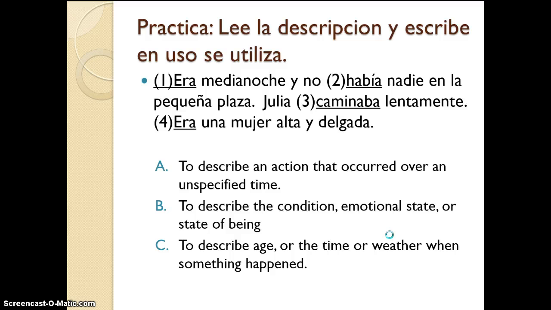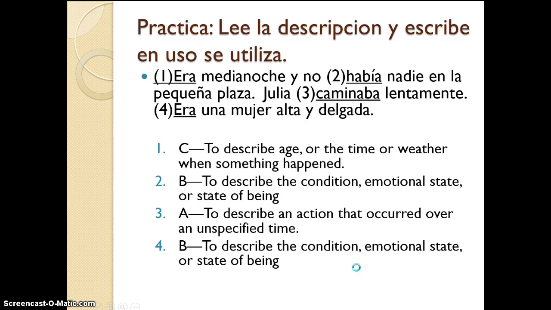Okay, go ahead and pause the video here, and I want you to read these two or three sentences and try to guess which use is going on here. So there's 4 questions and only 3 uses. So you're going to use one of the uses twice. Okay, I'm going to pause it here. The next slide will be the answers. Okay. Era medianoche y no había nadie en la pequeña plaza.